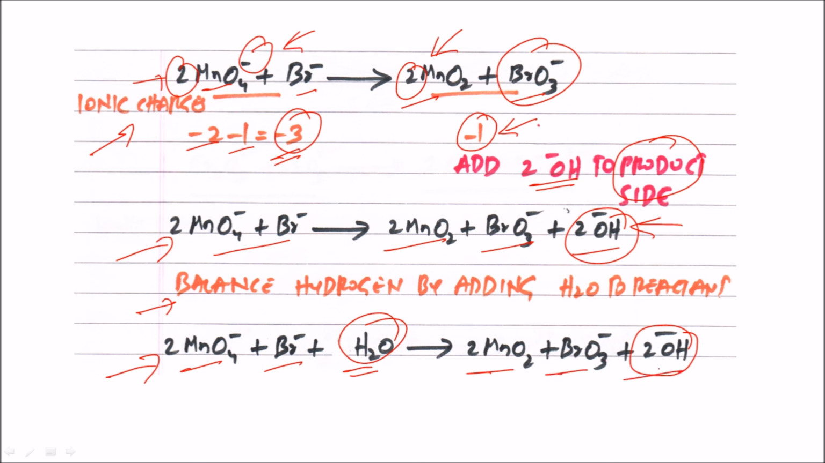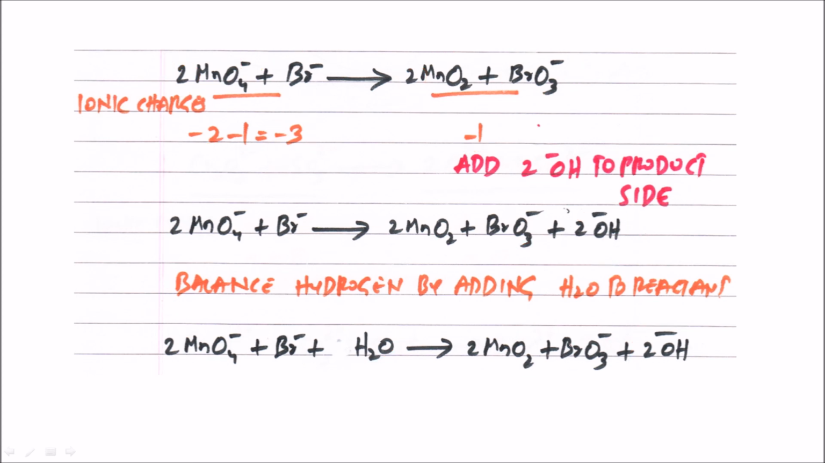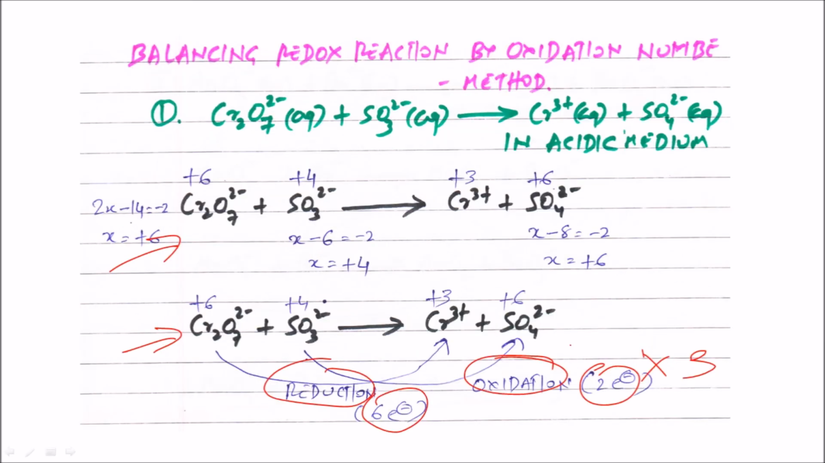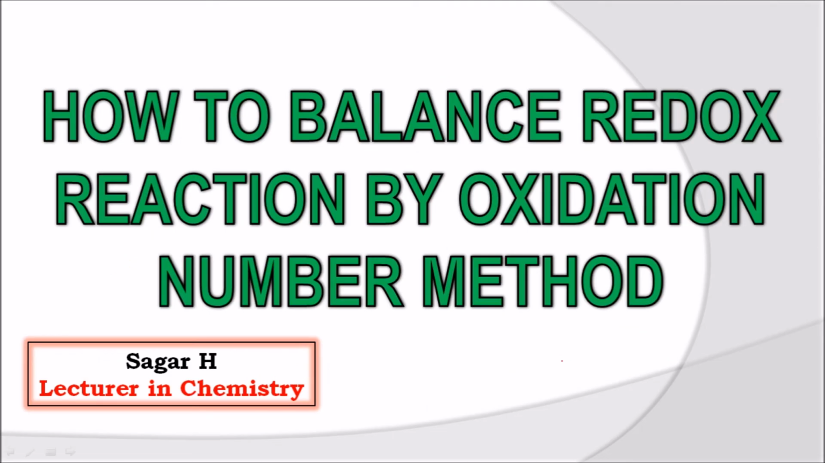So you can just at last confirm whether this is balanced in terms of all other atoms or not. In this way we balance redox reactions by the method called the oxidation number method.